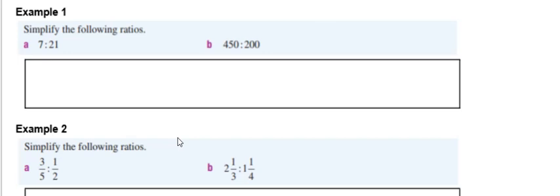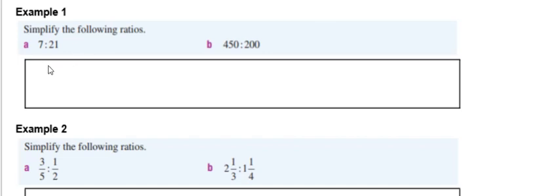Alright, Year 9, this is lesson 2 of our topic, rates and ratios. Now, lesson 2 is about simplifying ratios. I'll say this a number of times during this topic: simplifying ratios is like simplifying fractions. If you can simplify fractions, then you won't have any trouble with ratios.